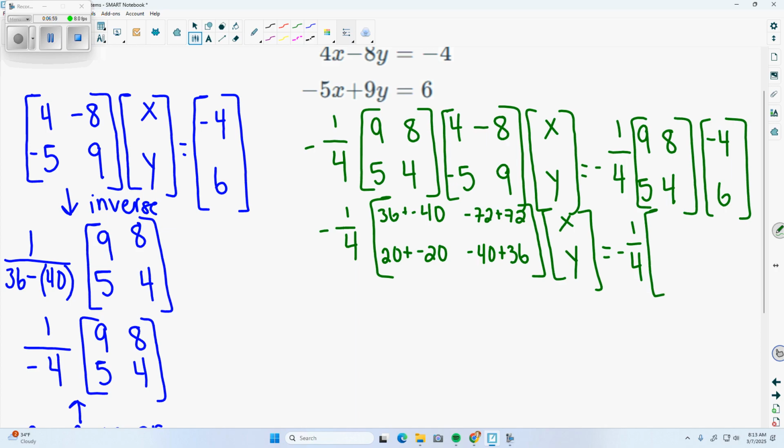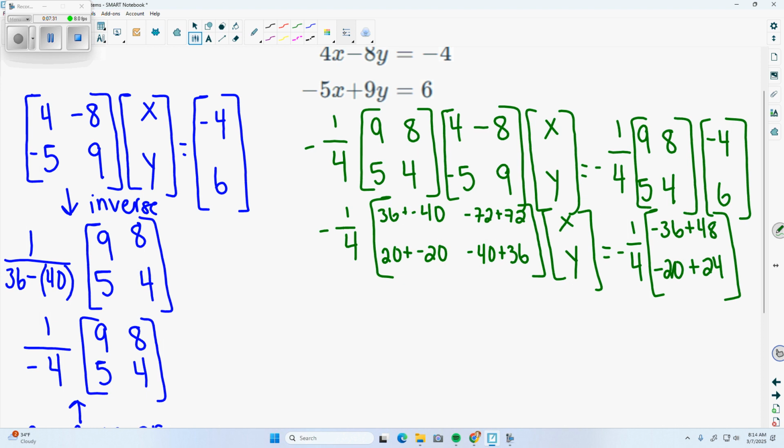Okay, rows by columns here. 9 times negative 4 would give me negative 36. 8 times 6 would give us 48. Okay, 5 times negative 4 would give us negative 20. 4 times 6 would give us 24. Okay, pause, double check your math before you go and clean it up. It is worth that time. You do not want to find out you made a mistake way down the road if you can avoid it.